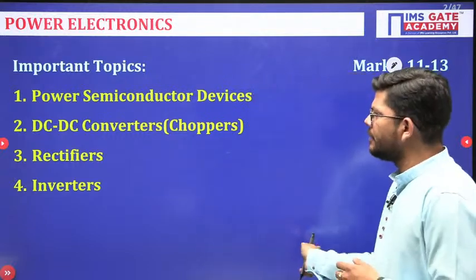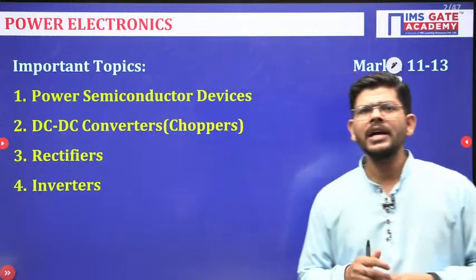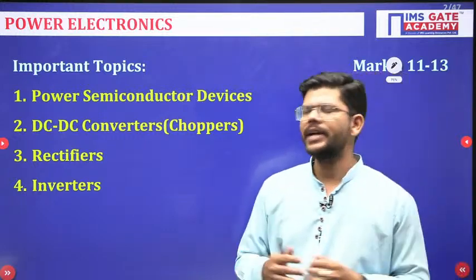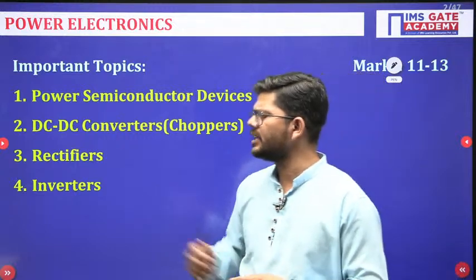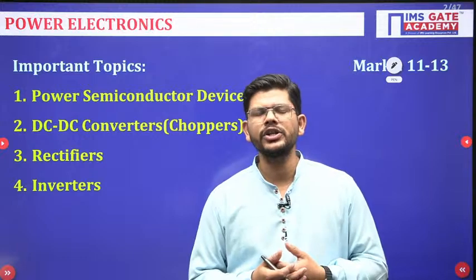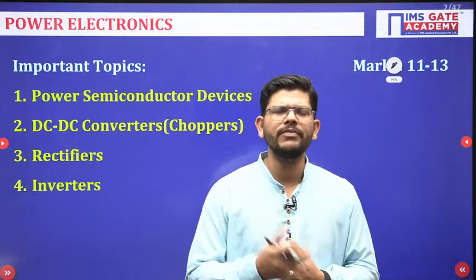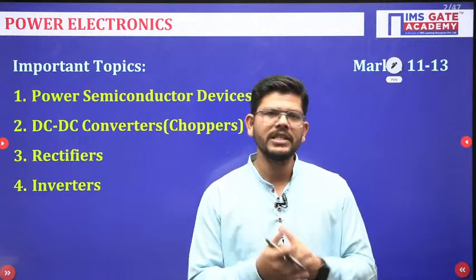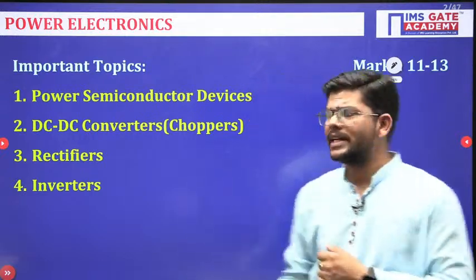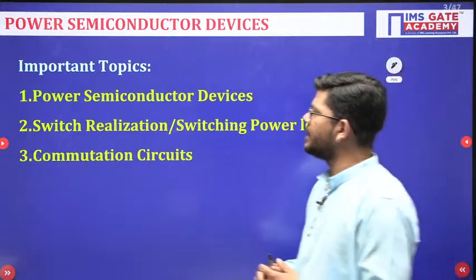In part 1 we will cover power semiconductor devices and DC to DC converters, and tomorrow we will meet again at the same time and discuss rectifiers and inverters. These 2 lectures will be of total duration of 3 hours, so you will be able to revise the complete subject of power electronics, all the formulas, all the important points in these 3 hours. Let's get started with the first chapter, which is power semiconductor devices.